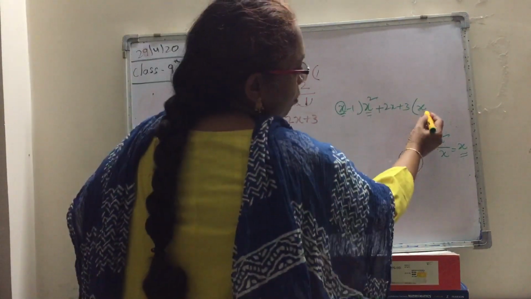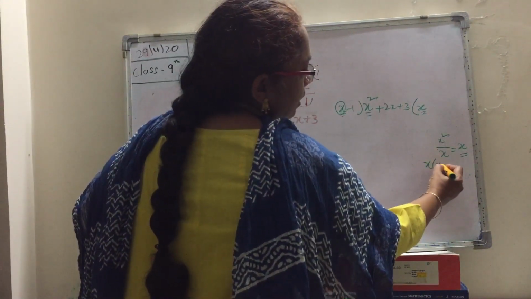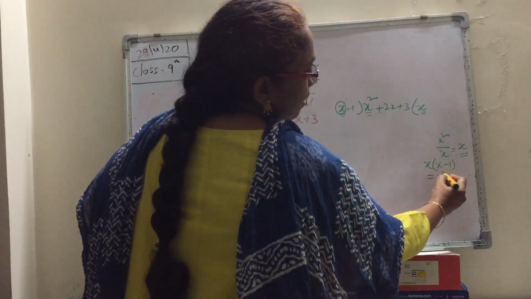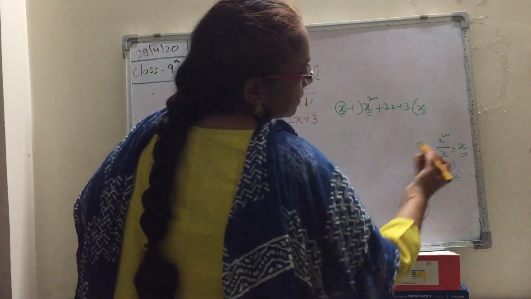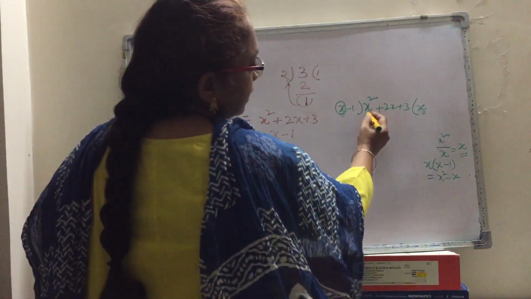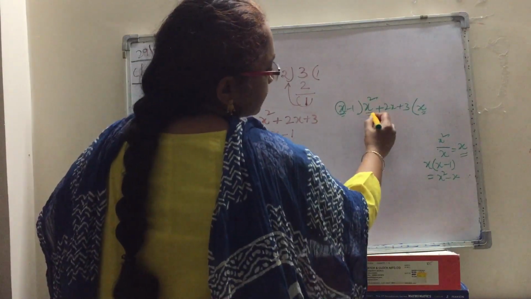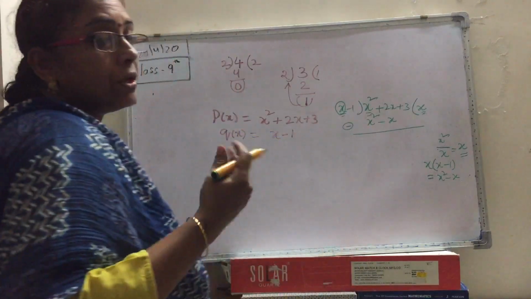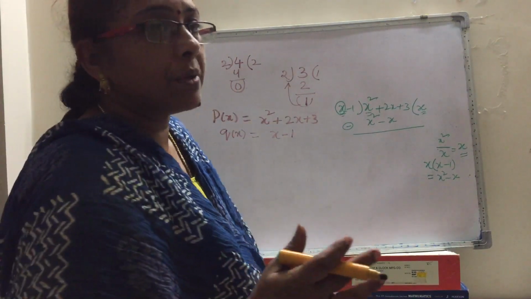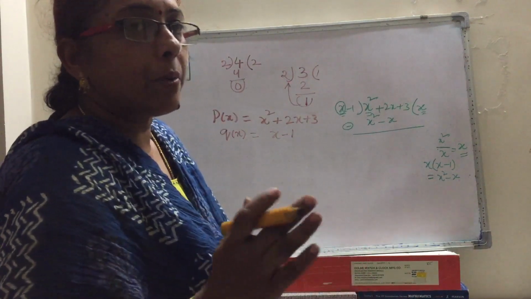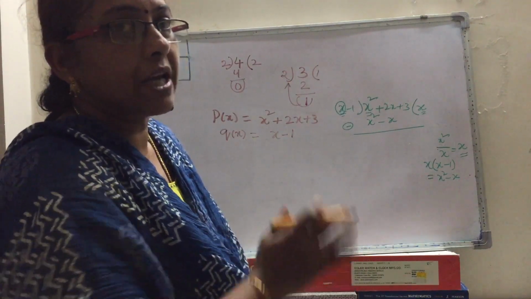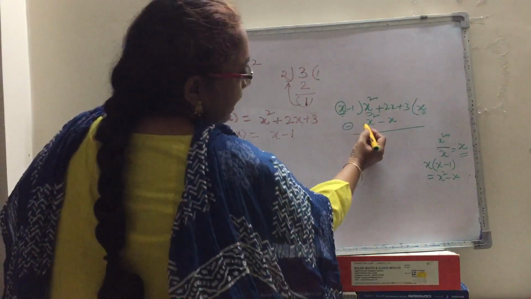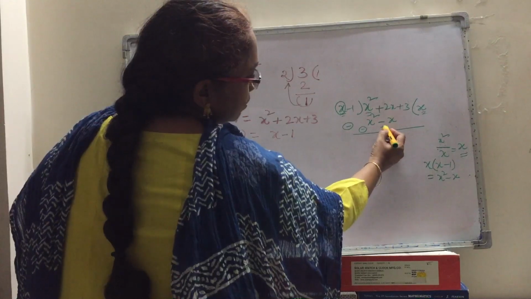This first term of the quotient we multiply with the divisor. Then what is the product? x into x, x square; x into minus 1, minus x. We write this product under the dividend: x square minus x. Now we do the subtraction. When subtracting polynomials, the sign of each term of the second polynomial will be changed. If it is plus, you get minus. If it is minus, you get plus.